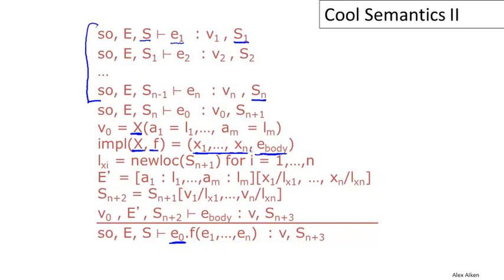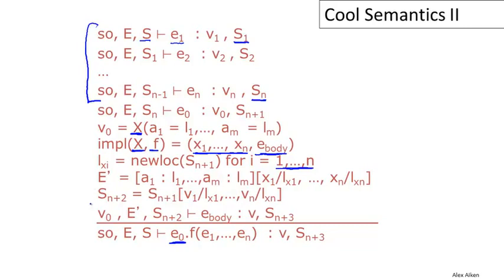All right, so the next thing we have to do is allocate space in the memory, or in the store, for the actual parameters of the method call. So we allocate n new locations, one for each actual argument.